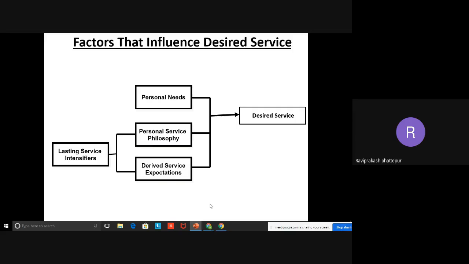So that is personal needs, and lasting service intensifiers, under which there are two things, that is personal service philosophy and derived service expectations. These all come together to give you a desired service. So now you understand how you end up having a desired expectation of a certain service.